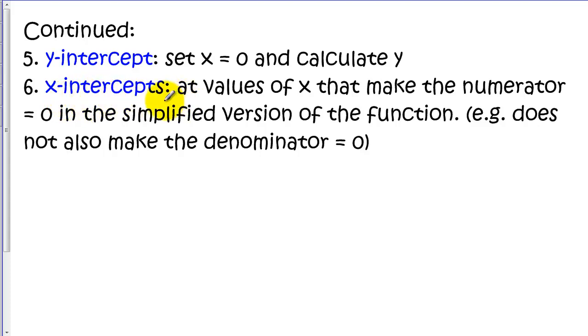So in a rational function, the only way that y can equal 0 is if the numerator of the function equals 0. Now we'll do this in the simplified version of the function because we don't want to find places that make both the numerator and denominator equal 0, because as we talked about earlier, those are called holes. So let's go through an example here.